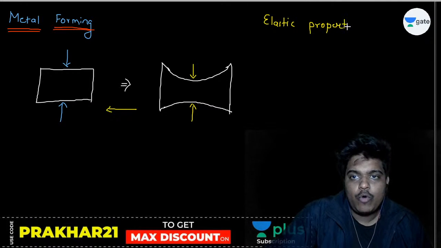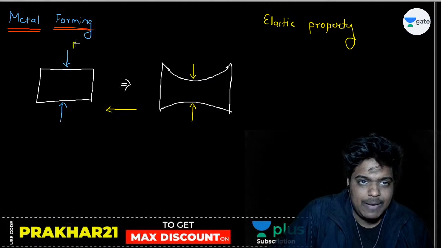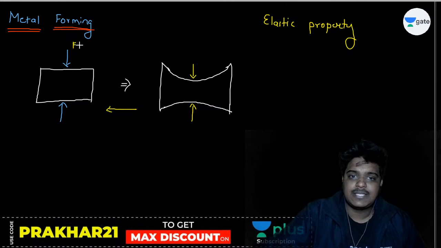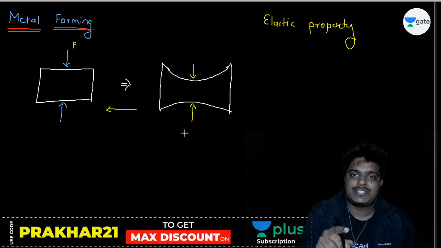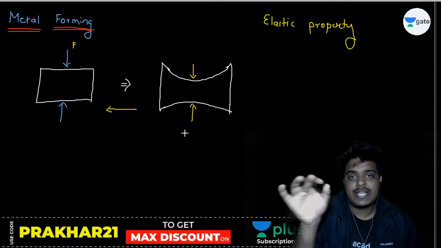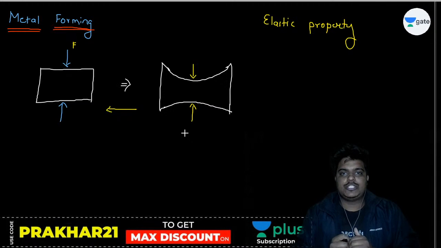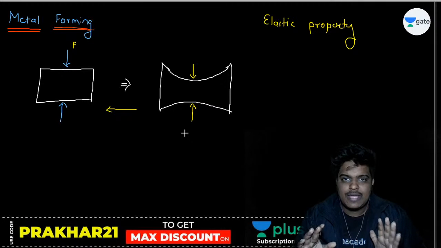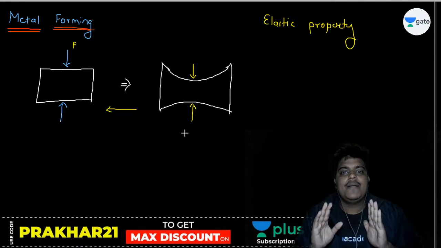But what if the force F that we are applying takes this to the plastic region? Plastic region, you have studied this in the stress strain curve. The plastic region is a region in which, if the material enters, it will not come back to its original position. Is it clear?